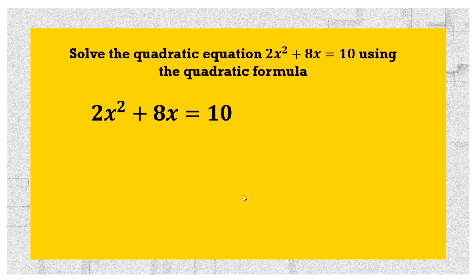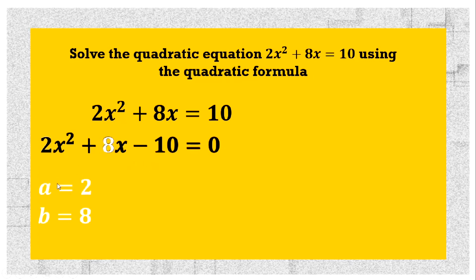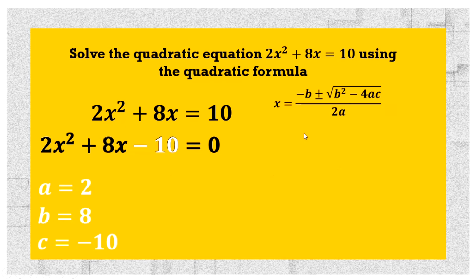So, kung gagamitin natin ang quadratic formula, always remember na ang una ninyong gagawin is to find the values of a, b, and c. So, for us to do that, lipat natin siya sa ating standard form. We have 2x squared plus 8x minus 10 equals 0. So, in this case, our a is 2, b is 8, and c is negative 10. Then, simply substitute lang natin siya sa quadratic formula natin. We have x equals negative b positive and negative square root of b squared minus 4ac all over 2a.